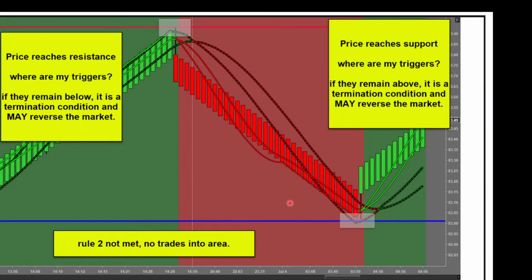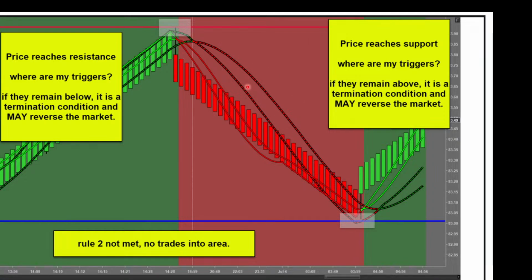And if the triggers remain above, it's a termination condition. And your rules say no trades into that area. It may bounce, it may break, it could create a fight. If it reverses the market completely, we're going to call it a strong bottom. And that strong bottom is the precursor to the highest probability trend trade. It's not even one of the rules. It just creates a lot of warm fuzzies.